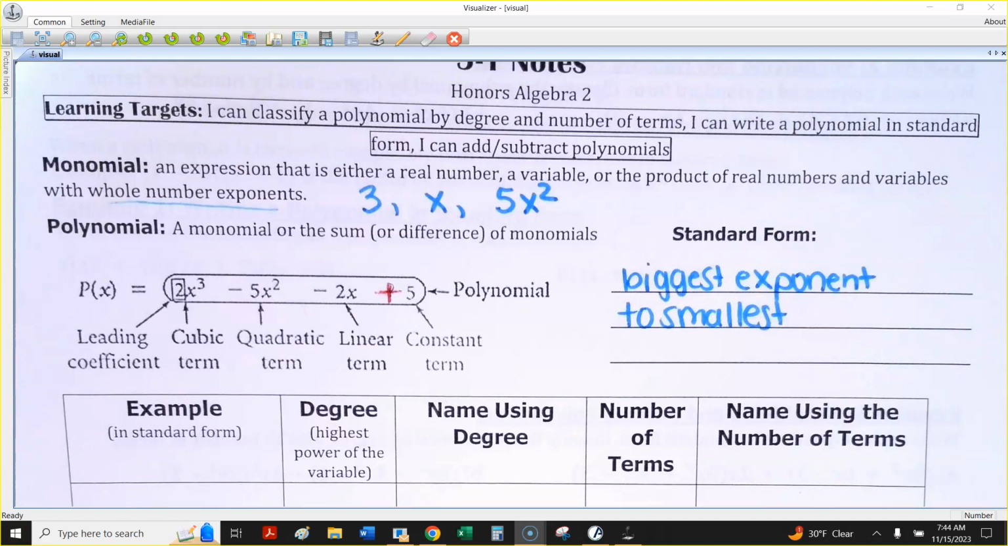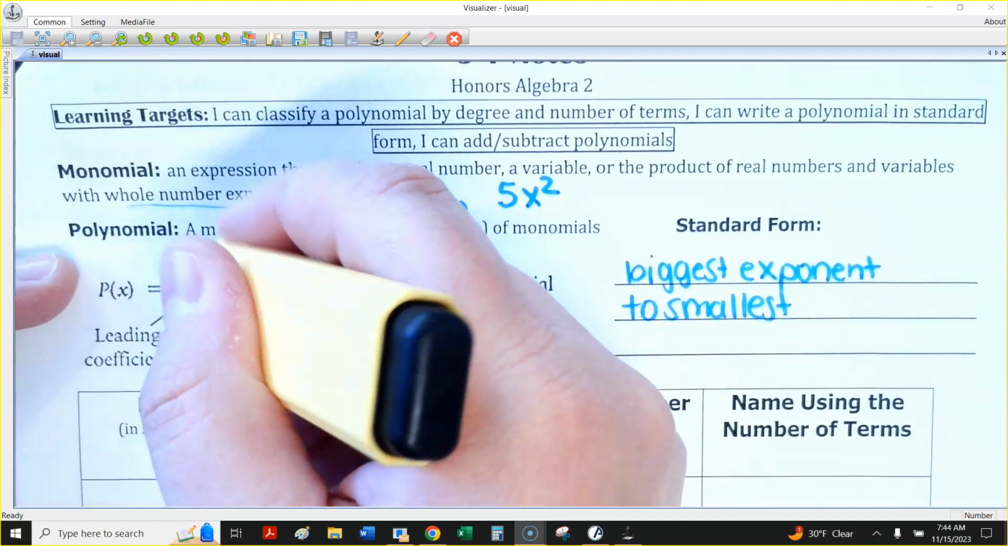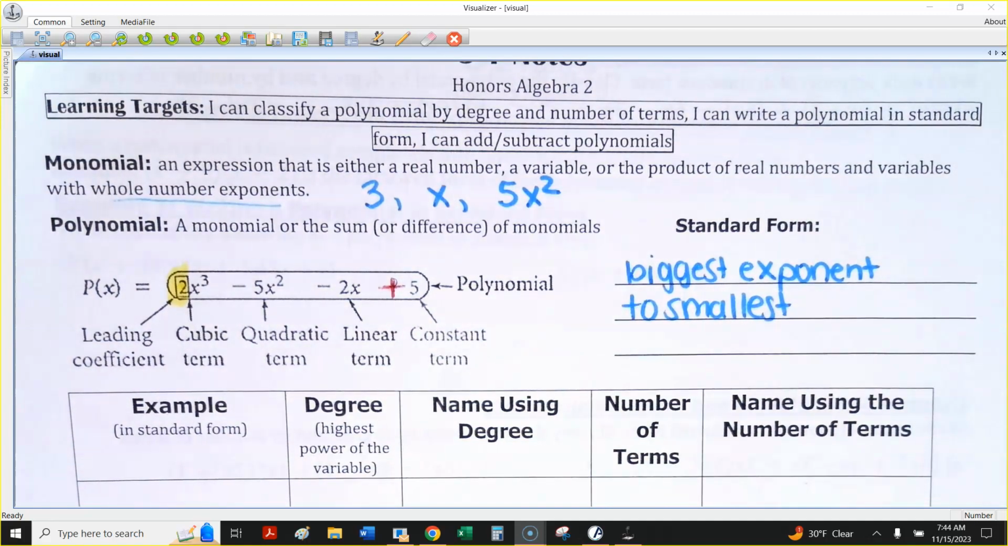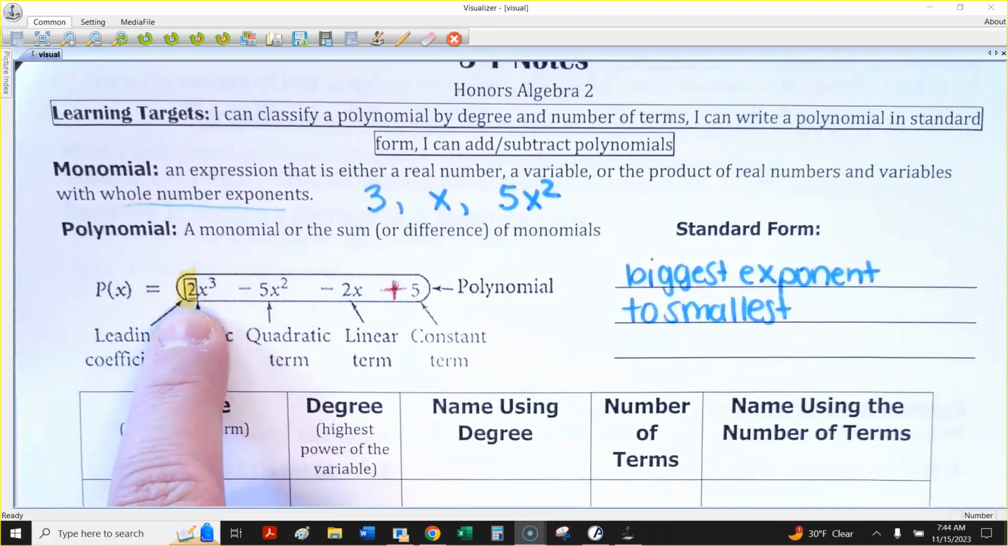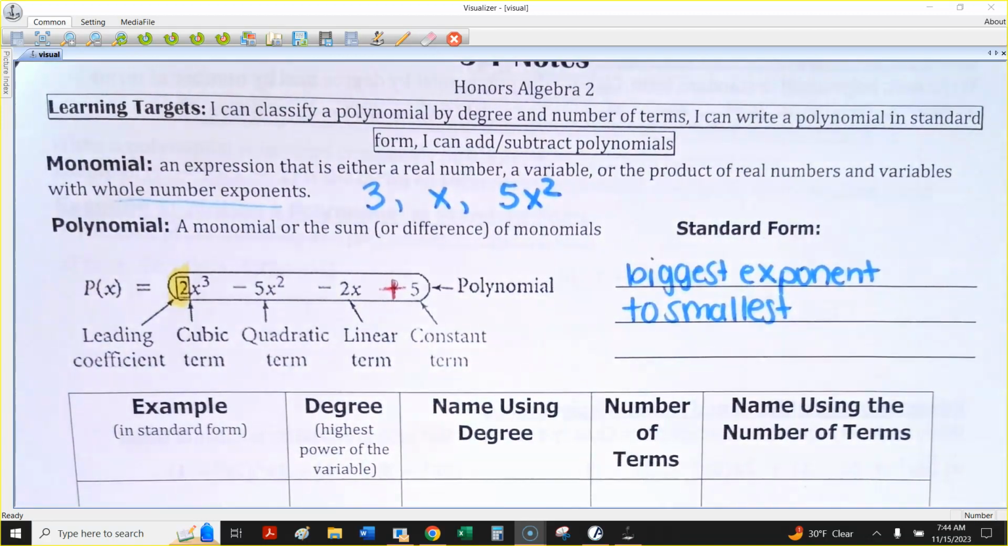Okay, and then just to give you a little identification, the term that has the highest power of x is called the leading term, but specifically the number in front of it, like I got 2x cubed here, is called the leading coefficient. That's going to be a little bit more important when we start doing some graphing and things like that. But that first term is called the leading term, and if it has a number in front of it, that's called your leading coefficient.